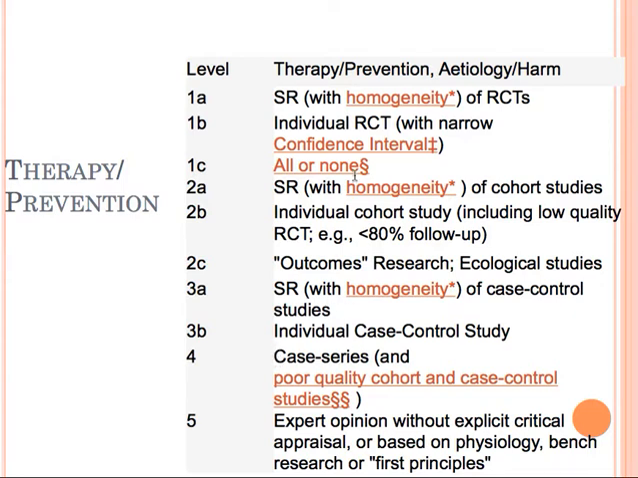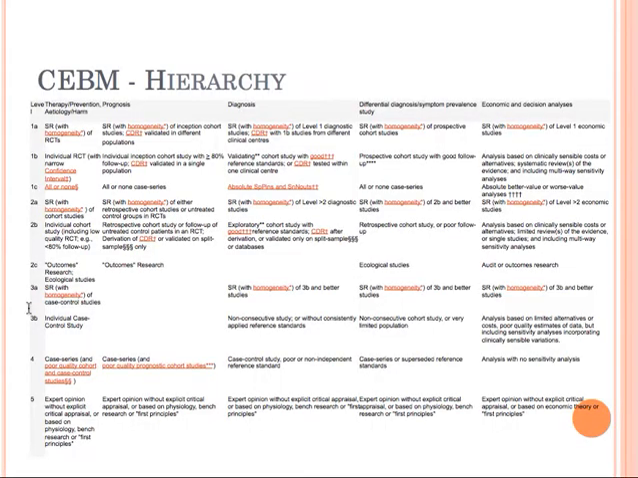So we can see that in order to understand this column of the hierarchy, we'll need to know the difference between an RCT for a 1 grade, a cohort study and an outcome study for a 2 rank, a case control for a 3, and a case series for a 4. Here's the entire hierarchy of evidence, and you can see that we're breaking it down here. There's a therapy column, a prognosis column, and a diagnosis column.